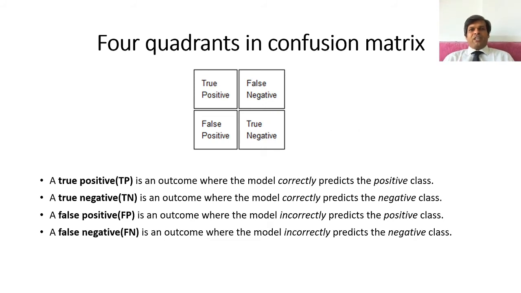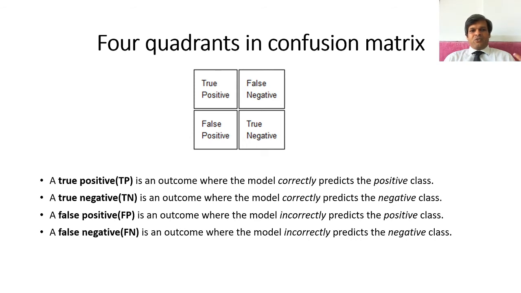What are the contents of a confusion matrix? If you look at a confusion matrix, there are basically four quadrants. Let's start with what each quadrant means. The first quadrant is true positive. A true positive is an outcome where the model correctly predicts the positive class. So what is a positive class? Going by our same example of the Titanic dataset, a passenger has survived the mishap and our model predicts the same. That is the positive class, and the model predicts that the passenger has survived. So that is a true positive.